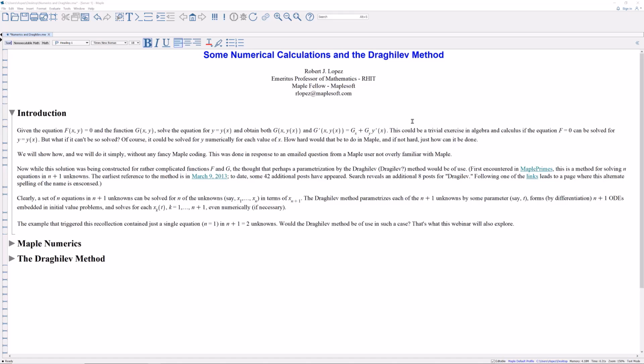Now, if the algebra were well behaved, it's a trivial exercise. However, what if it can't be solved algebraically? So you think, well, it could be solved numerically. For each given value of x, you calculate the corresponding value of y. Now, how hard would that be to do in Maple? And if not hard, just how do you do it?